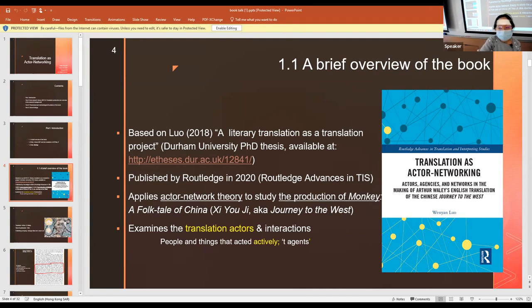Some researchers, such as Ellen Buzelin, call them translation agents. But as actor in ANT has a unique and different meaning from agents or even actors as termed in other sociological theories, in my book, I still call them actors instead of agents, although agents may be more familiar or more constantly used by far in translation studies.